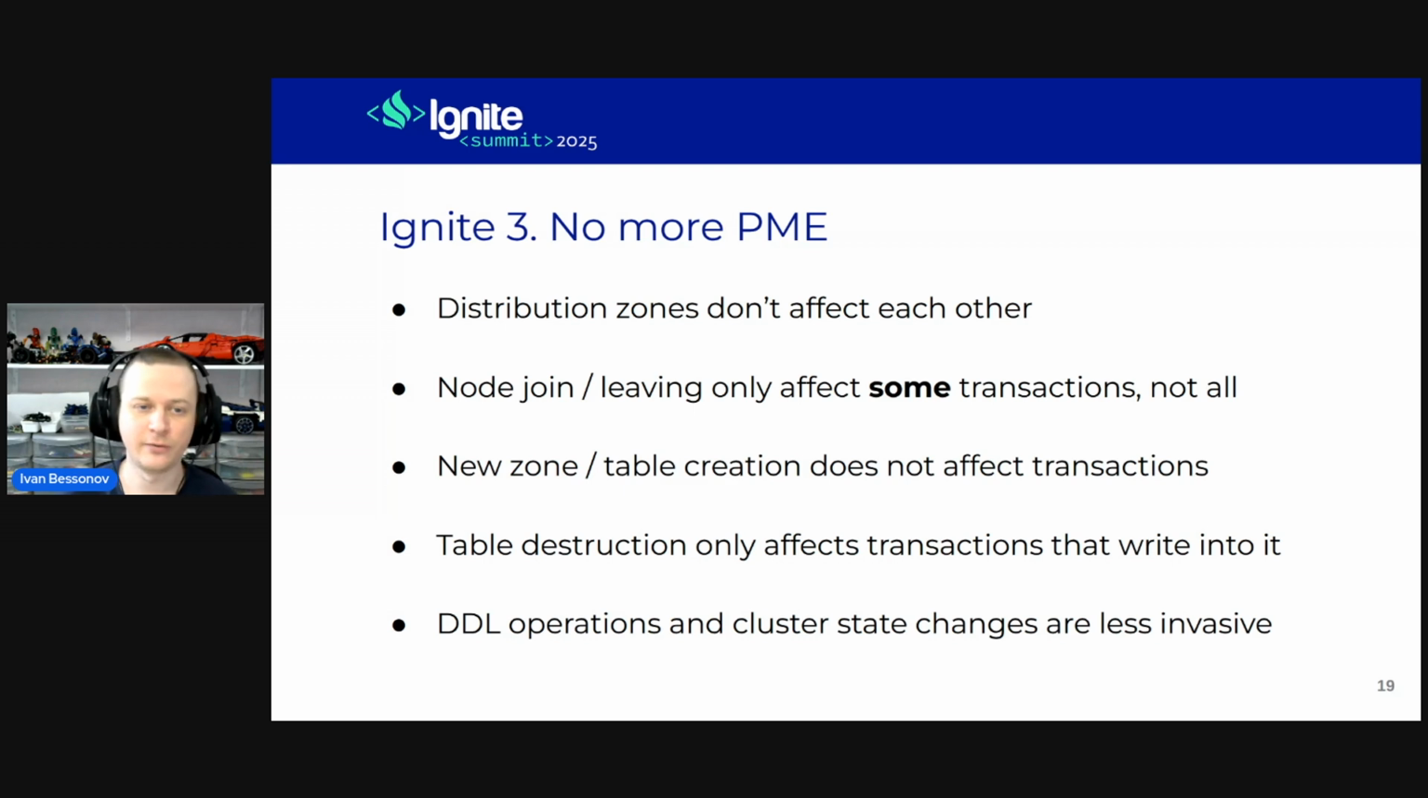a few exceptions. For example, if you remove the node that had a volatile lock table for your transaction, well, obviously the lock table is lost and the transaction will have to be rolled back. That's inevitable. But otherwise, when you create a new zone or a new table, it does not affect the transactional load of already existing zones and tables. Even table destruction does not affect transactions that had nothing to do with this table.